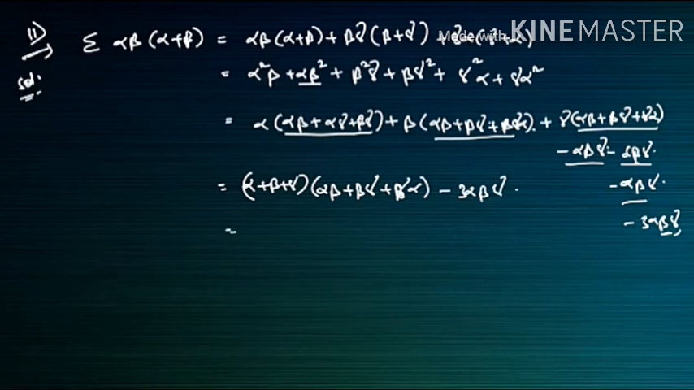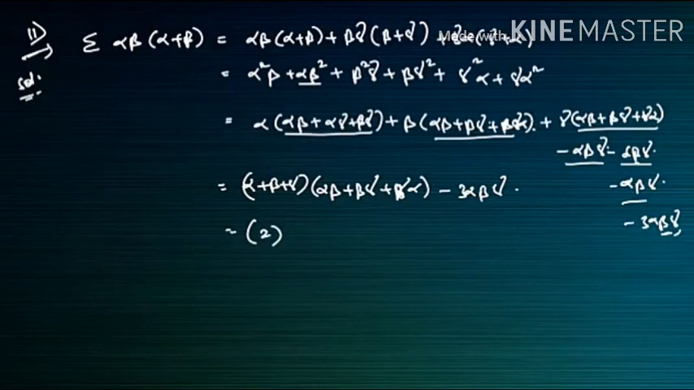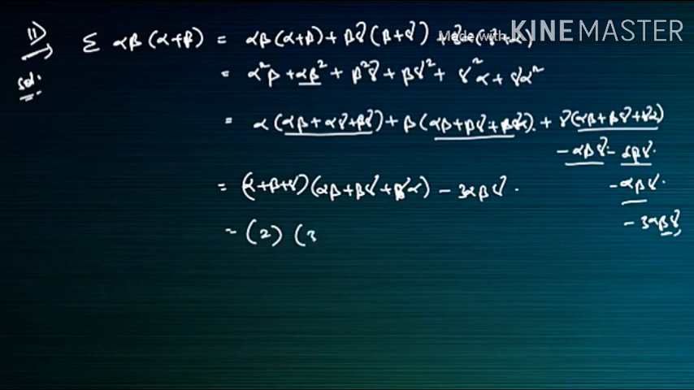So here we already know alpha plus beta plus gamma is equal to how much we got here, 2. This value 2 I will substitute here. This alpha beta plus beta gamma plus gamma alpha is equal to what we got here, so this 3. Okay, so 3 I will substitute in this one, minus 3 into this alpha beta gamma is equal to how much we got here.